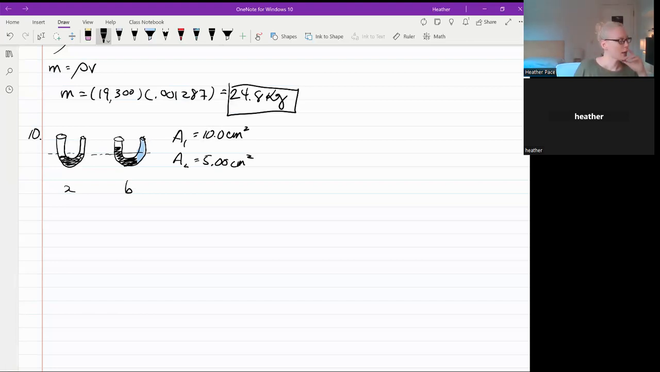All right, so what are we asked to find? We should have found that before we write down what we know, but that's okay. A, determine the length of the water column in the right arm of the U-tube. So we are looking for L, little R there. And I already wrote down what we are given.